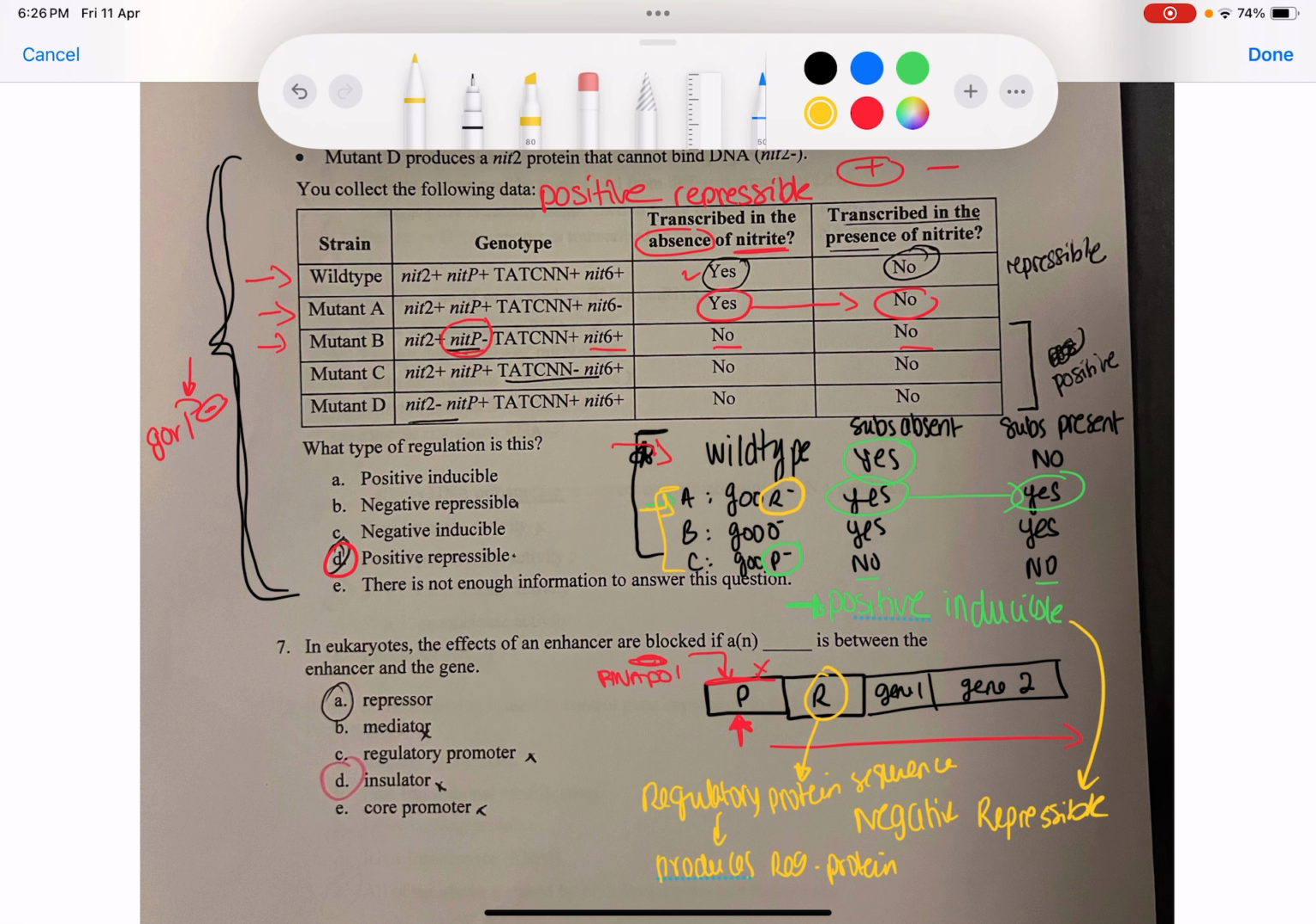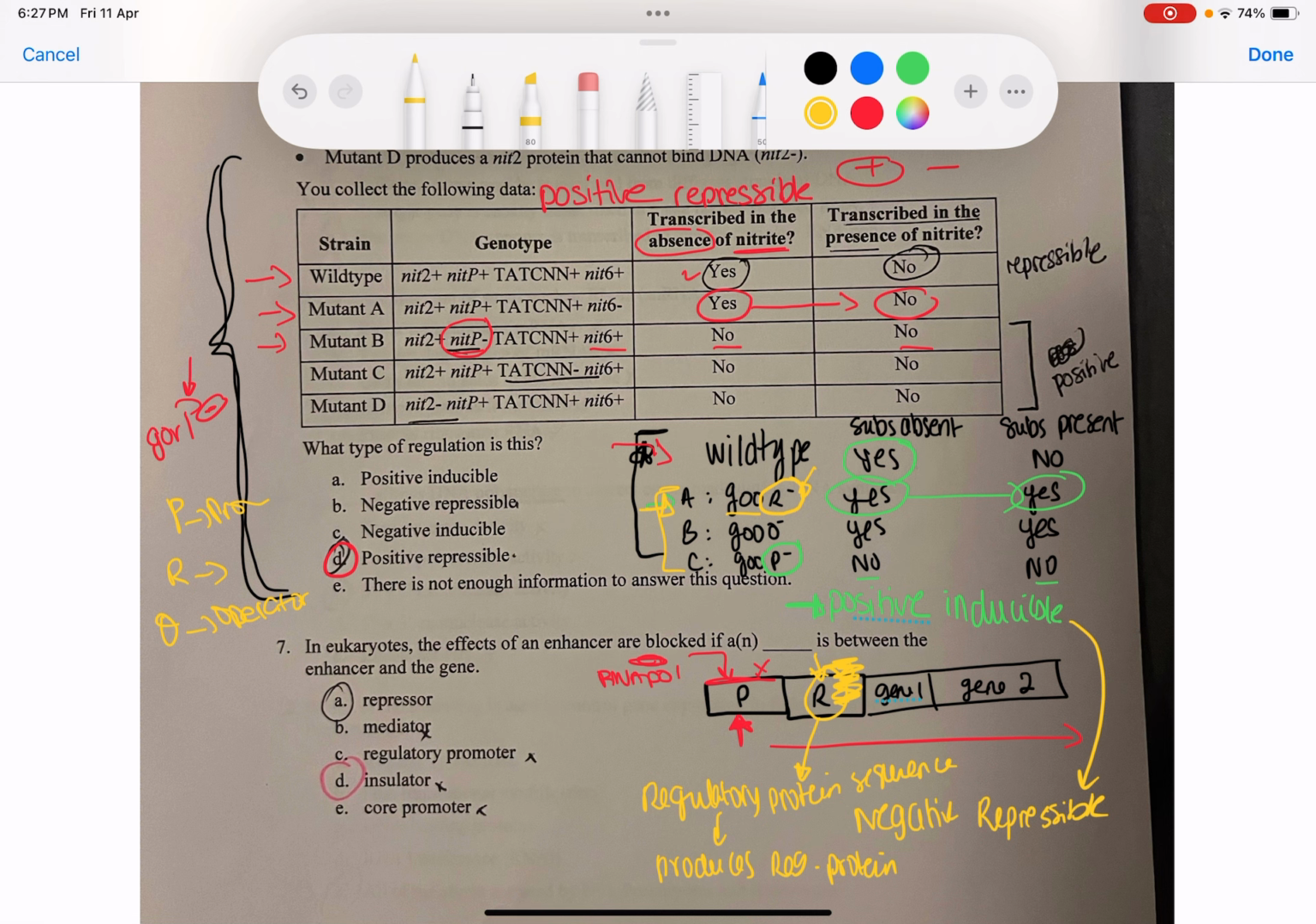But if we notice here, in mutant A, we had a mutation at R, at this sequence, because capital P means promoter, capital R means the regulatory sequence, capital O means operator. Those are universal letters used. So every time you see a big R next to a gene name, this means we're talking about the regulatory protein sequence. And in A, I had a mutation at this sequence specifically. So this was basically broken in this case.